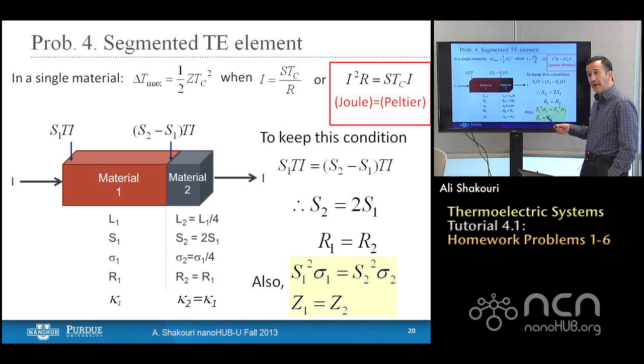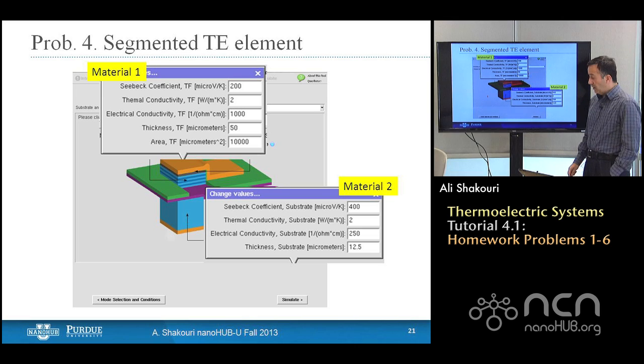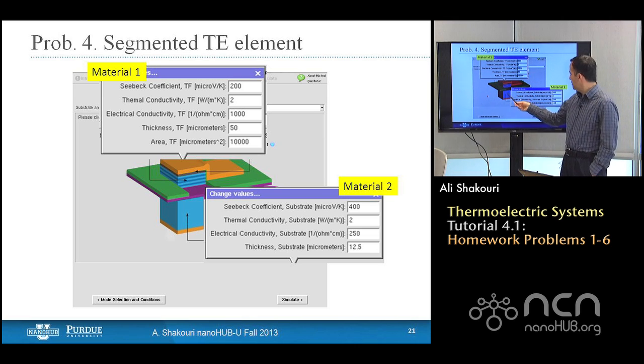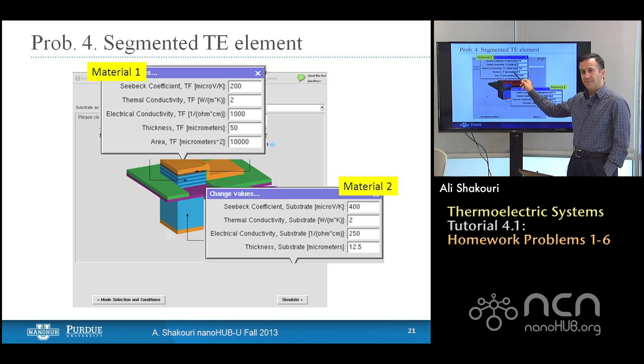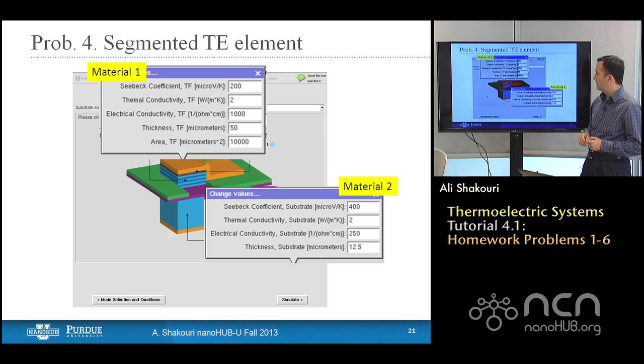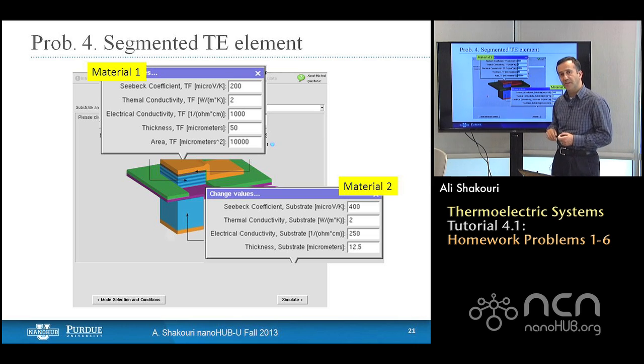We want to verify if this is true using the simulation. All you have to do in the simulation is neglect the heat spreading in the substrate. If you neglect heat spreading in the substrate, it becomes like a leg similar to the top leg. Again, this is shown with some contact on the side, but that shouldn't confuse you. This is not included in the calculation.